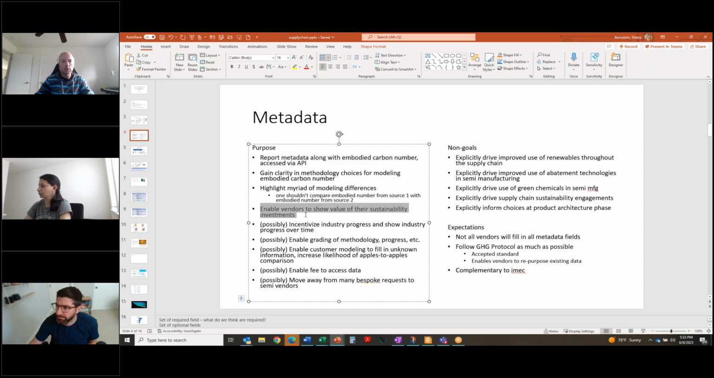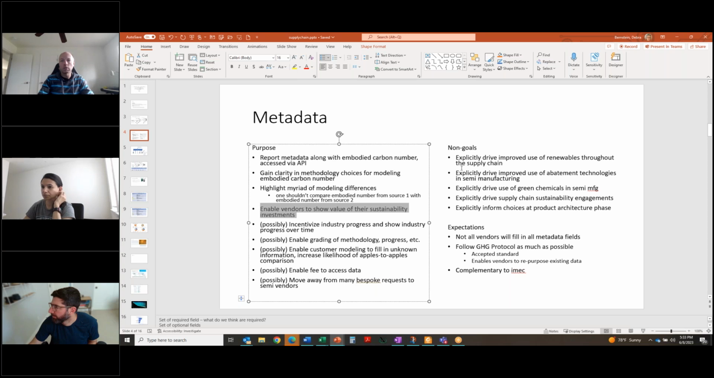One thing that will happen is vendors will be able to show the value of their sustainability investments. So a vendor that has worked very hard on greenhouse gas abatement, that should show up in this metadata, and they'll get credit for it. If they've been spending on renewable energy, that should show up as well. And then there's a whole bunch of other possible things that this could give us over time, but I won't go through those.